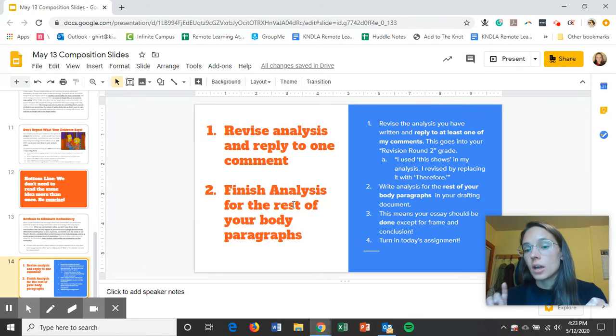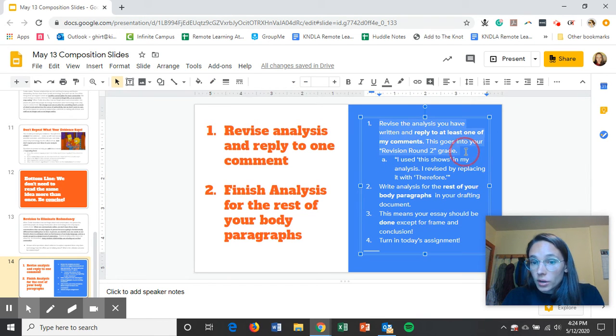Does it have transition words? Are you not repeating yourself? What questions are you answering about your evidence to show that you're analyzing it instead of just summarizing it? And then once you have done that, so either replied to one comment or added one comment of your own if you did not have any comments, you've revised your analysis in a way that makes it not redundant or wordy, then you are going to write analysis for the rest of your body paragraphs in your drafting document. So this means that everything should be done except for your frame and your conclusion in your essay. And then click Mark as Done on today's assignment, and that will do it.